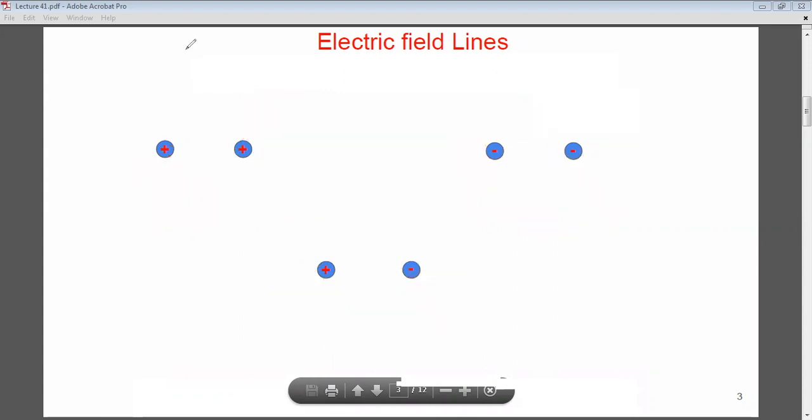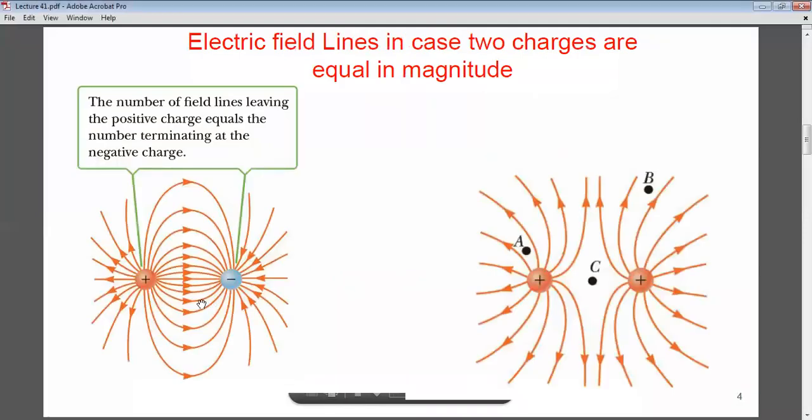Now let's look at a more proper picture. In this case, these are positive and negative charge again. So we will have outward, outward, outward, inward, inward, inward, and then between them, it will leave the positive and go to the negative. If the two charges are both positive, it will be outward, outward, outward, and in between, it will be like this. The same thing on the other positive charge. If they are both negative, the only difference will be that instead of outward, I will have inward arrows.